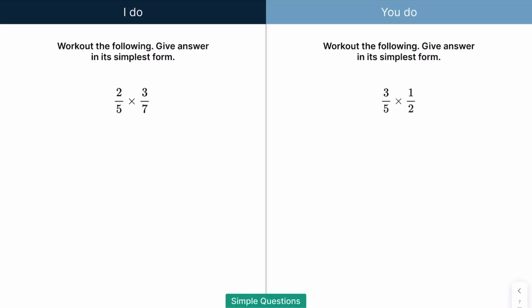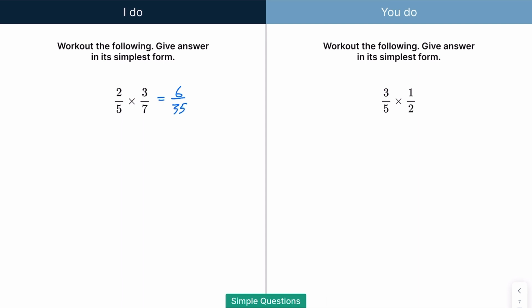So the way my videos work, I'm going to do the example on the left, which is I do. You are then going to press pause and have a go at the example on the right, which is you do. So looking at this first example here, we have got 2/5 times 3/7. So all we're going to do is multiply the 2 by the 3. So 2 times 3 is 6, and multiply the 5 by the 7, which is 35. Now, can this be simplified? No, it can't. So that's our answer there.